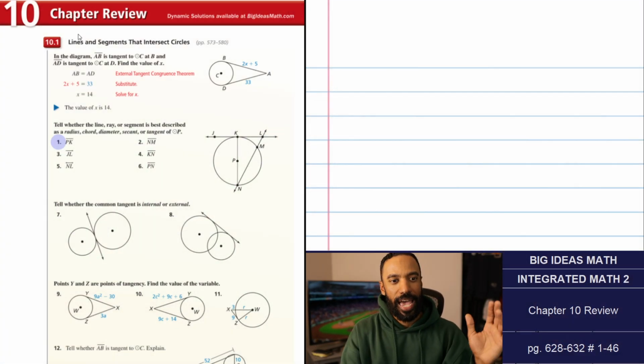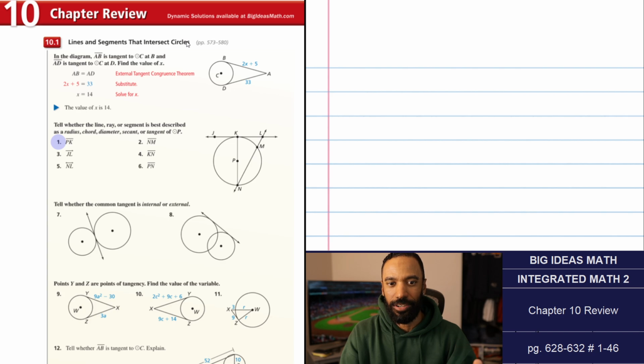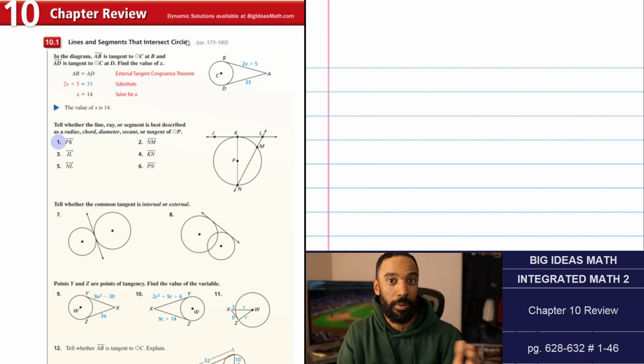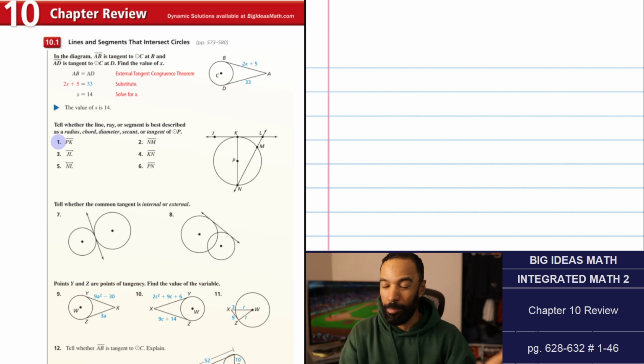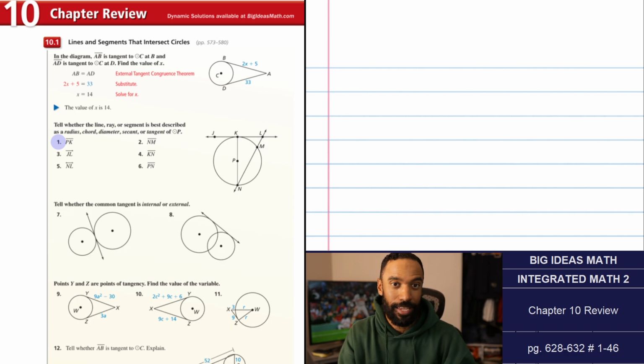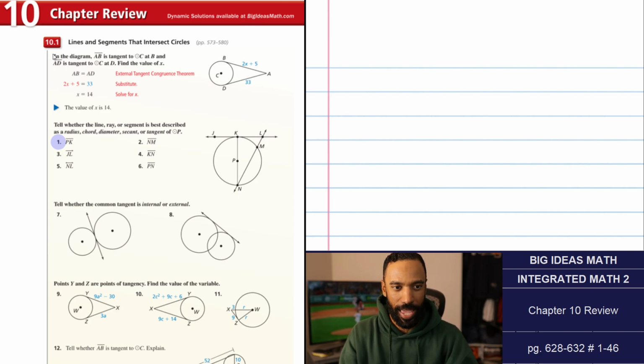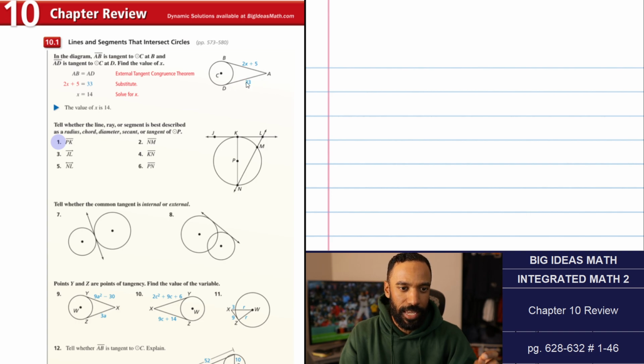Starting with 10.1, lines and segments that intersect circles. I remember in this section, they have you identify things by name. They're doing that in this first step. But before that, let's look at a mathematical connection they have from an example problem. In the diagram, segment AB is tangent to circle C at point B, and segment AD is tangent to circle C at point D. Find the value of x.